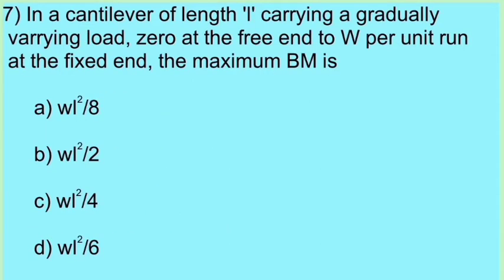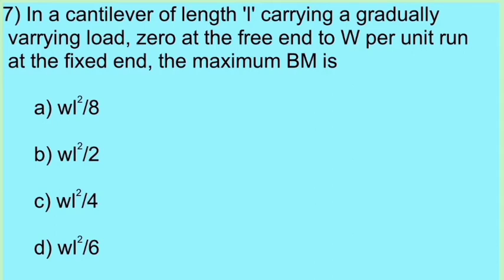Next question. In a cantilever of length L carrying a gradually varying load, 0 at the free end to W per unit run at the fixed end, the maximum bending moment is option A, WL square by 8, option B, WL square by 2, option C, WL square by 4, and option D, WL square by 6.